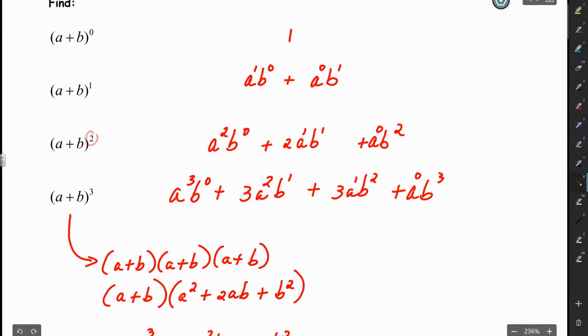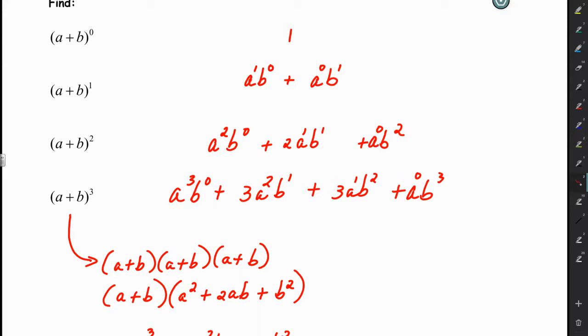We have a plus b squared. So a starts at 2, goes down to 0. B starts at 0, goes up to 2. This one's to the third power. A starts at 3, goes down to 0. B starts at 0, goes up to 3. So we see a pattern with the exponents, right?